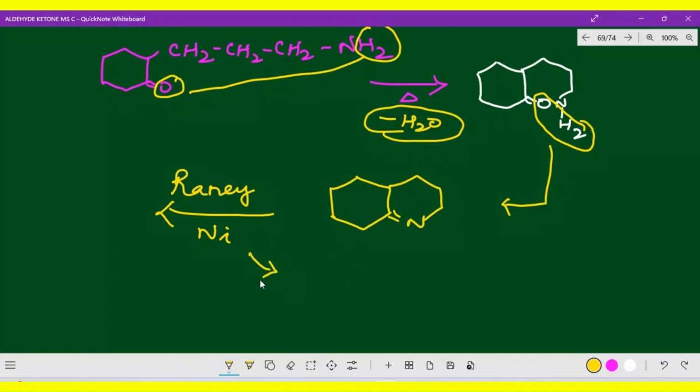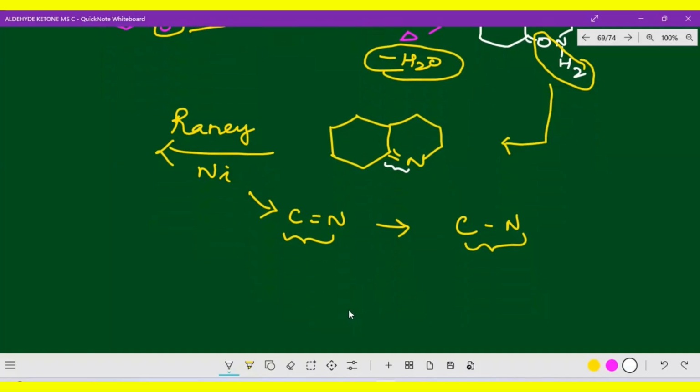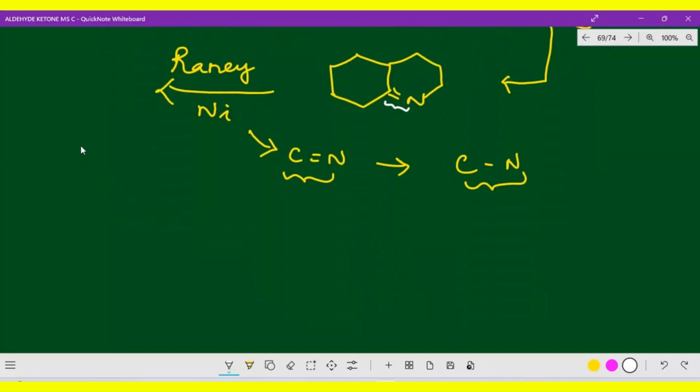So usually what happens when you are going for the catalyst Raney's nickel? C double bond N reduces to C single bond N. This is the conversion that takes place when you are going for Raney's nickel hydrogenation. I hope you got the clarity. This is a trick. For what purpose are we using Raney's nickel? C double bond N. Here C double bond N is there, no? So C double bond N is converted to C single bond N. So you are getting the compound, and the compound will be like this.